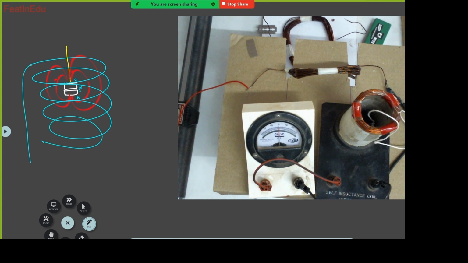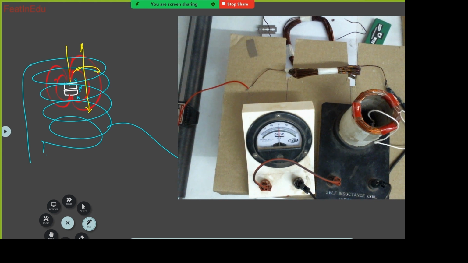Can you see this coil? So this is the same coil, right? This is the same coil that you see. And I kept the magnet here, and this magnet was made to move up and down. When you make the magnet move down, what happens? The magnetic field will be linking this coil.